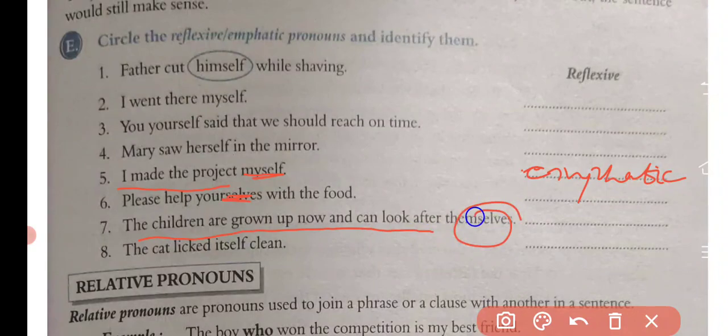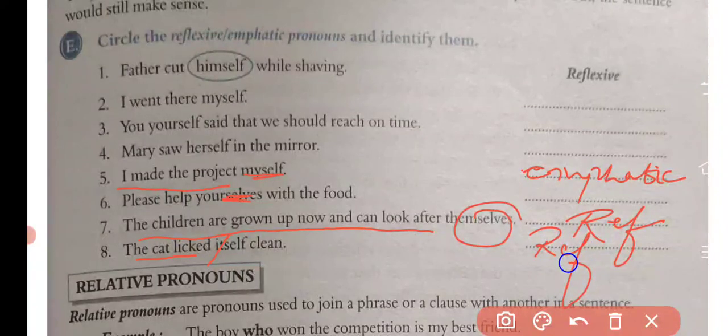Now, to whom can they look after? No, this is not given here. So what is it? It is working as reflexive. The cat licked clean itself. If we are removing itself, this is not giving the meaning. So this is once again what? Reflexive. Okay, so like this you have to do the exercise E.